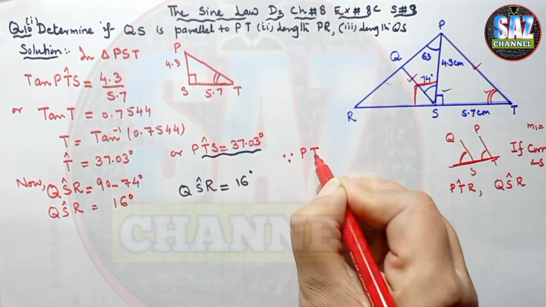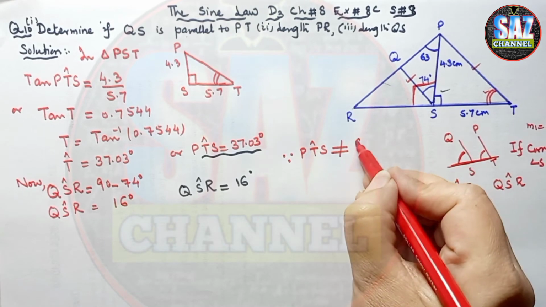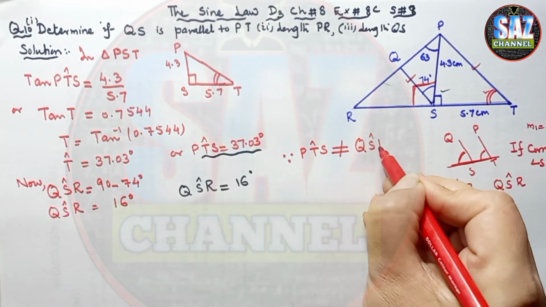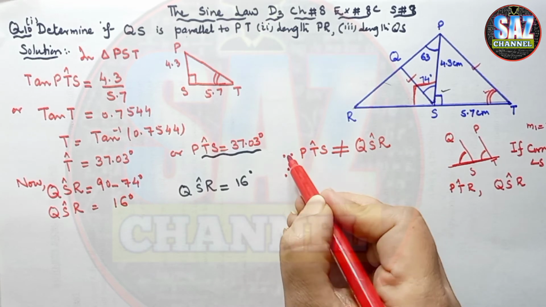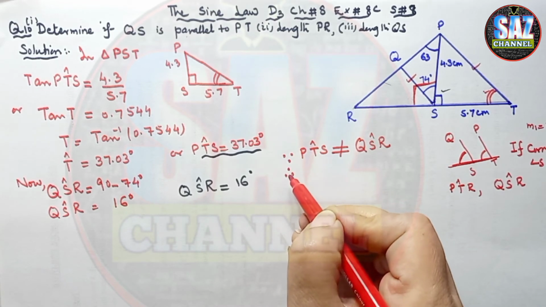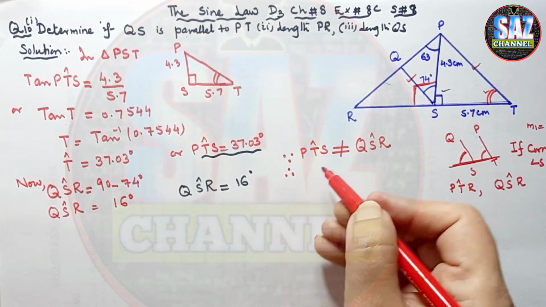PTS angle is not equal to QSR angle. Therefore, I hope my students know very well that this is the symbol of because and this is therefore. Always try to learn the language of the subject as well.